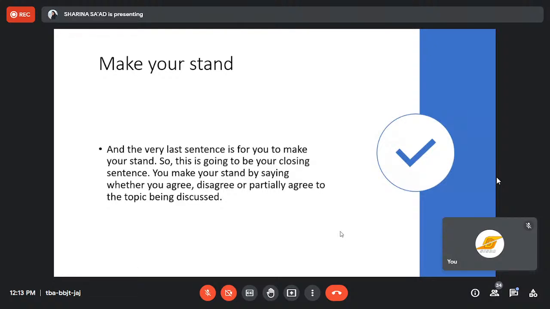Then you have to make a stand. The question asks you, what is your opinion? The question asks you whether you agree or disagree. So you have to say whether you agree or disagree, or partially agree. Agree, 5-paragraph essay. Disagree, 5-paragraph essay. If you partially agree, remember you have a 6-paragraph essay because your agreement and disagreement should be balanced. 2 points, 2 points, conclusion, intro, 6.